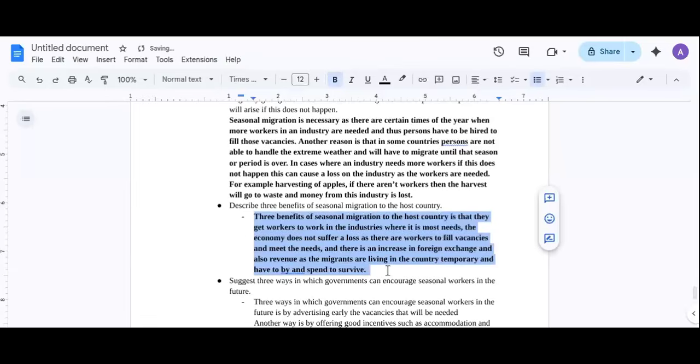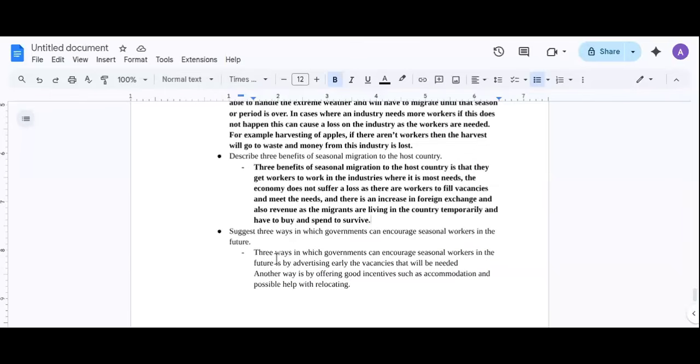Three benefits of seasonal migration to the host country is that they get workers to work in the industry where it most needs. The economy does not suffer a loss as there are workers to fill the vacancies and meet the needs, and there's an increase in foreign exchange and also revenue as the migrants are living in the country temporarily and have to buy and spend to survive. So those are the 3 benefits of seasonal migration to the host country, or the country to which they are going to.